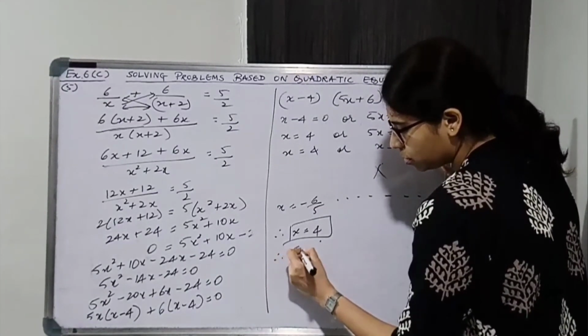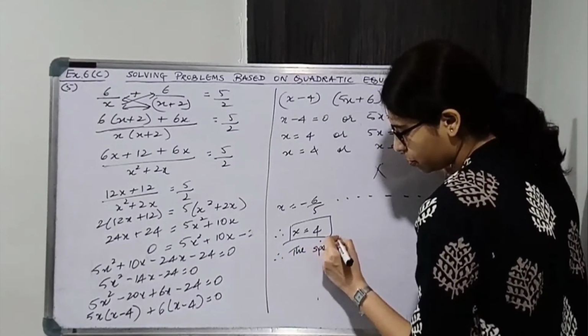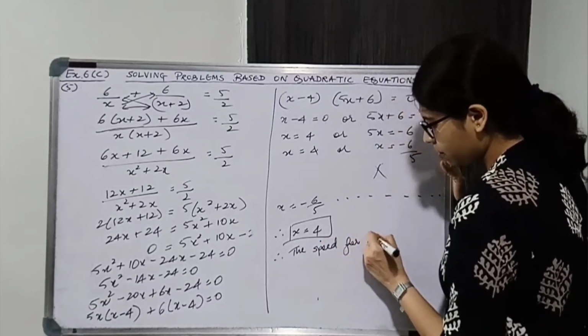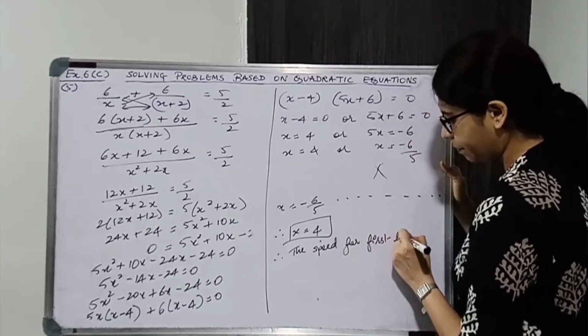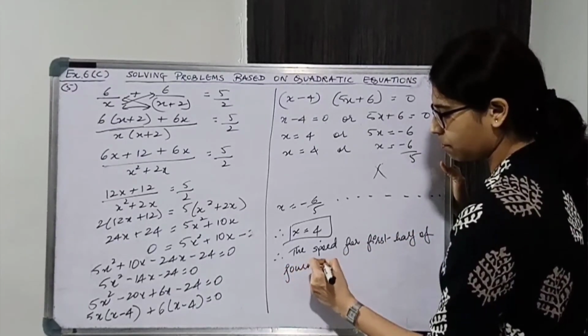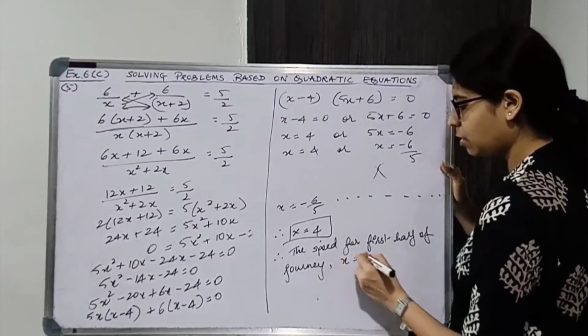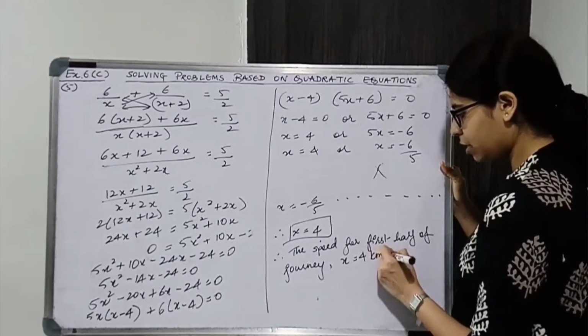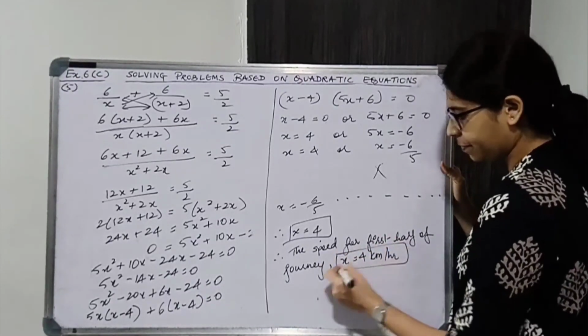Alright, so write down the final statement. Therefore the speed for first half of journey, that is x, is equal to 4 km/h. Okay.